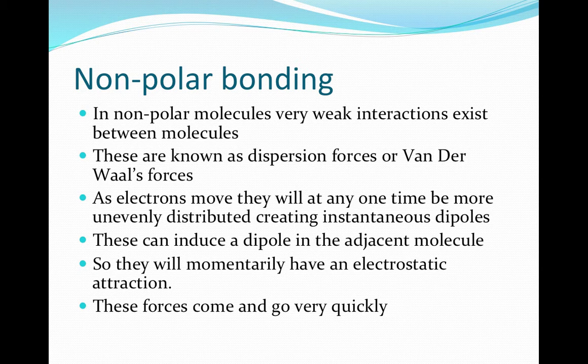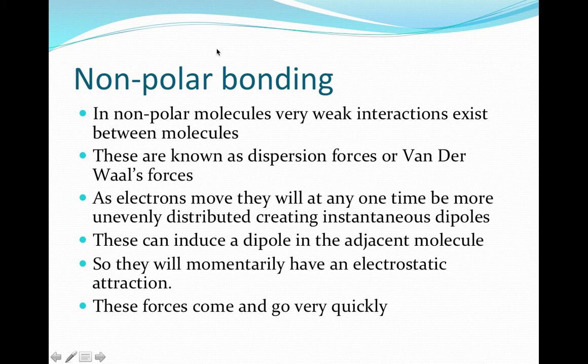What we can have is something called dispersion forces. You might sometimes see them called van der Waals. Okay? These are really weak. They happen because electrons move. And because electrons move, we might at any one time have more of the electrons over this side, which means we've got fewer over there.